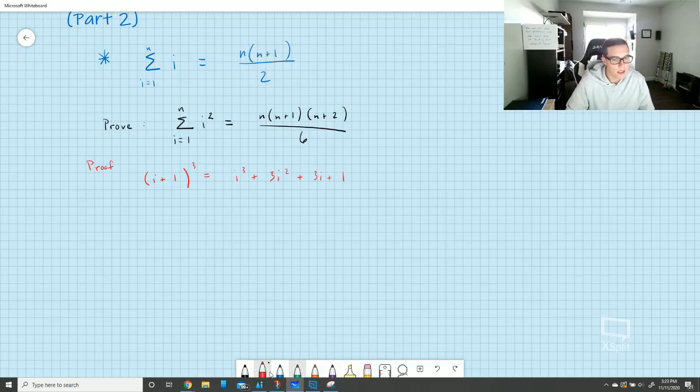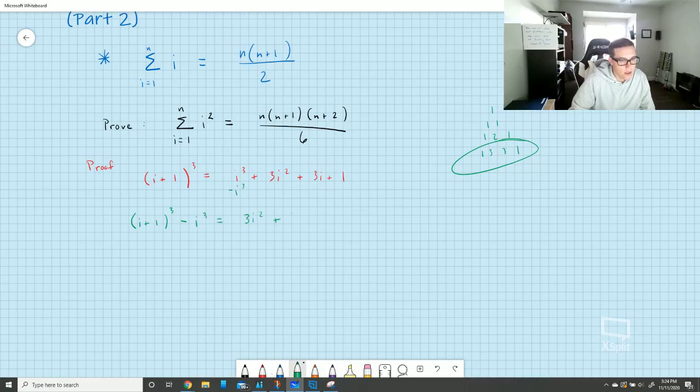It's Pascal's triangle: 1, 1, 1, 1, 2, 1, 1, 3, 3, 1. It's this line. It's called the binomial theorem, and I'm not going to go into that. I'm going to subtract the i cubed to the other side. i plus 1 cubed minus i cubed equals 3i squared plus 3i plus 1.